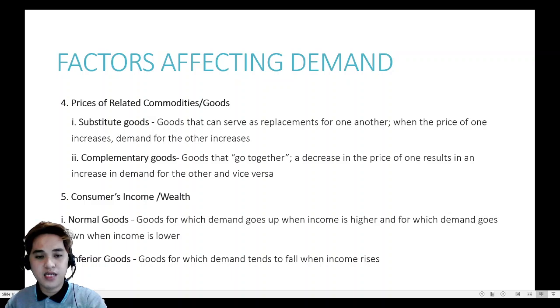So we have two goods associated with income and wealth. We have the normal goods and the inferior goods. So normal goods, these are goods that demand goes up when income is higher.